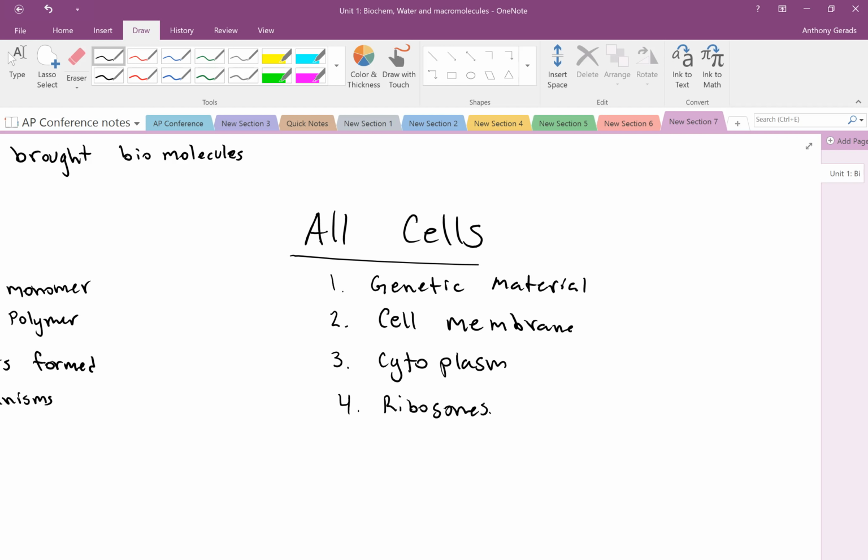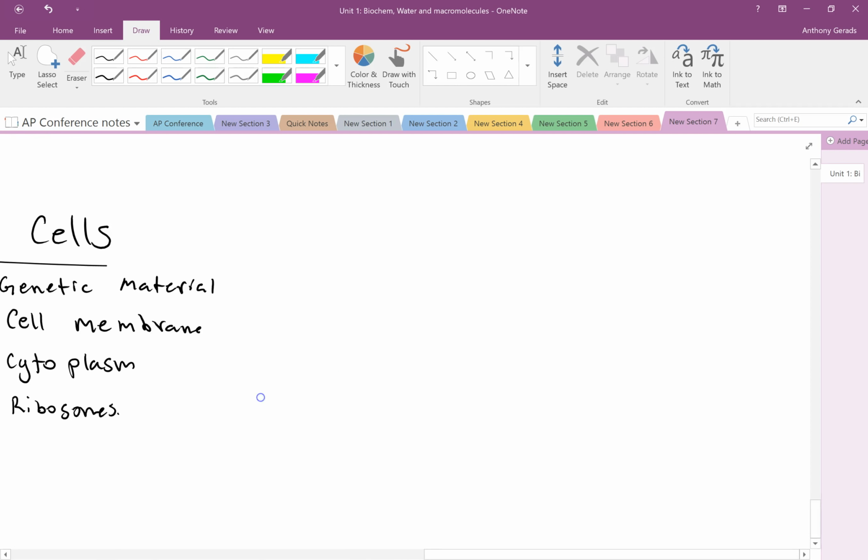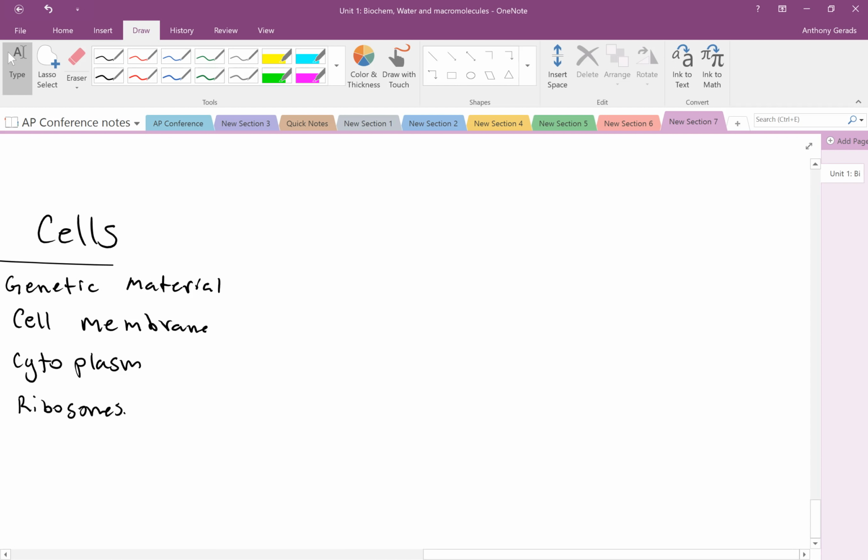Okay, so all cells, regardless of their type, have genetic material, cell membrane, cytoplasm, and ribosomes. And so now we're going to go to the most basic one of all of them. The prokaryote. So does a prokaryote have genetic material? Yes. Heck yes, it does. Does it have cell membrane? Heck yes, it does. Does it have cytoplasm? Heck yes, it does. But does it have ribosomes?